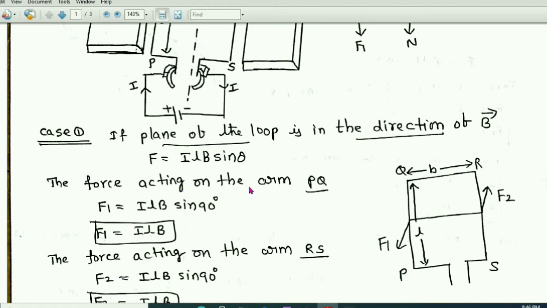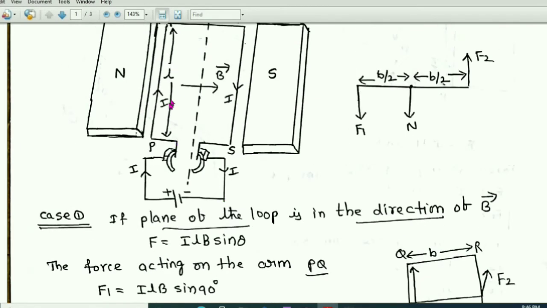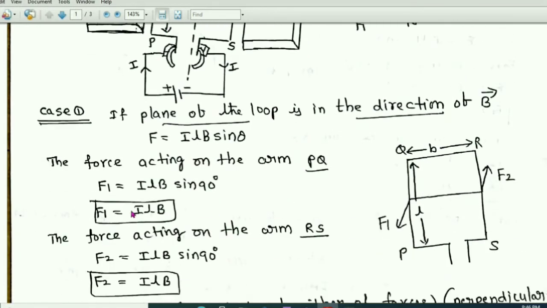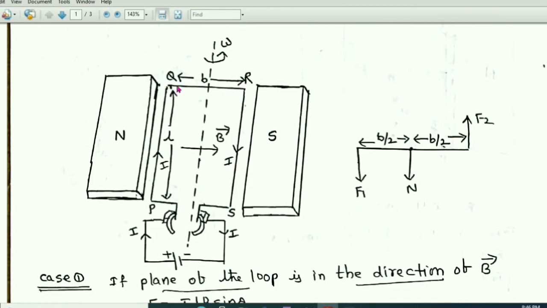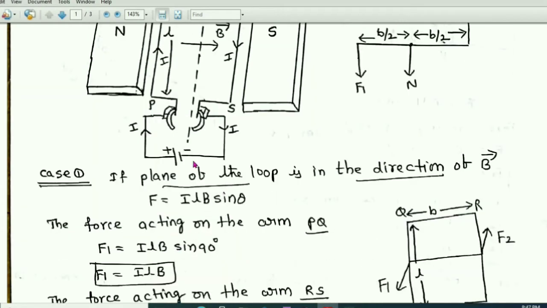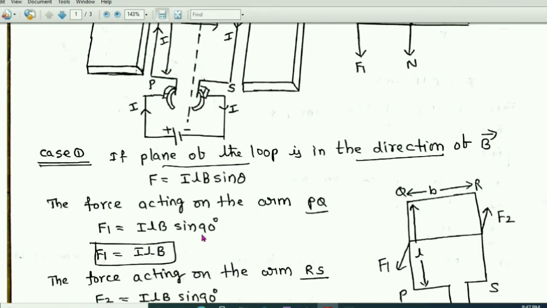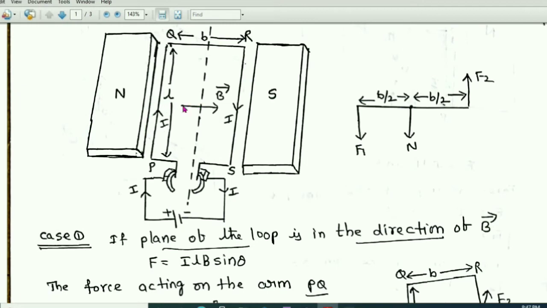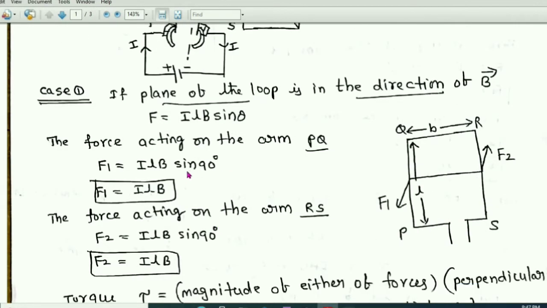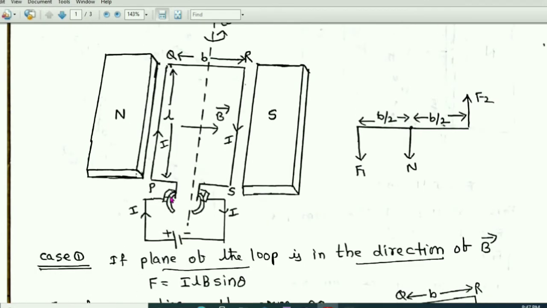Now the force acting on the arm PQ is ILB sin 90. Let us say the force experienced by the arm PQ is F1. It is equal to I, the current passing through this arm PQ, times the length of this arm, L, times the magnetic field in this region, B, times sin 90. The angle between PQ and the magnetic field is 90 degrees, so sin 90 is equal to 1. Then F1 is equal to ILB. This is the force experienced by the arm PQ.